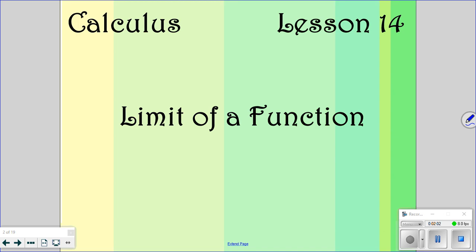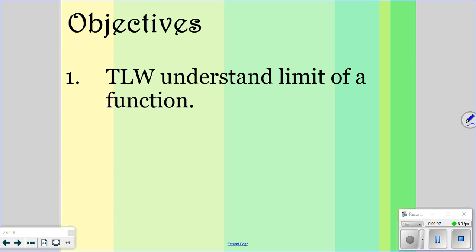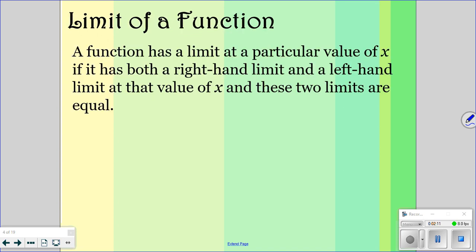Okay, so we're looking at lesson 14 today, limit of a function. So we started a lesson on limits a couple days ago. We're going to continue looking at limits. So a function has a limit at a particular value of x if it has both a left-hand limit and a right-hand limit, and those two limits are equal. So that's what I was telling you about in lesson 11. You can have a left-hand limit, you can have a right-hand limit, but at that particular value, it only works if the left and right hands are the same.